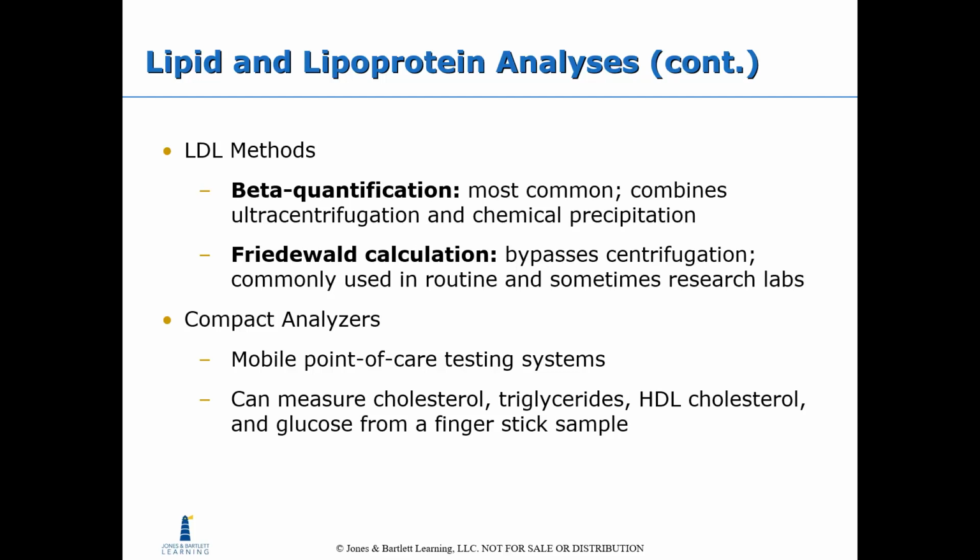LDL methods include beta quantification and the Friedewald calculation. Beta quantification is the most common. It combines ultracentrifugation and chemical precipitation. The Friedewald calculation bypasses centrifugation, and it's commonly used in routine and sometimes research labs. There are also compact analyzers, mobile point-of-care testing systems that can measure cholesterol, triglycerides, HDL cholesterol, and glucose from a fingerstick sample.